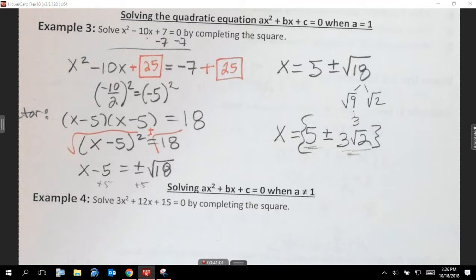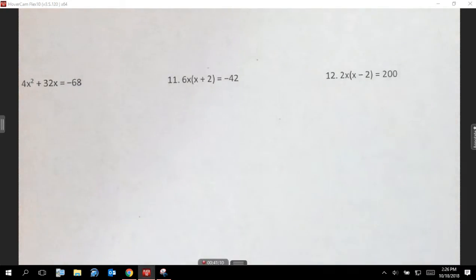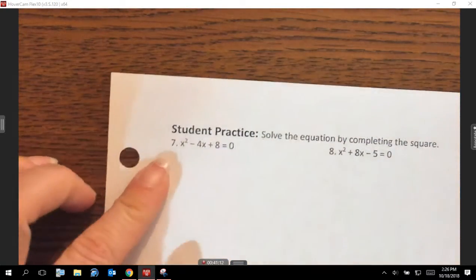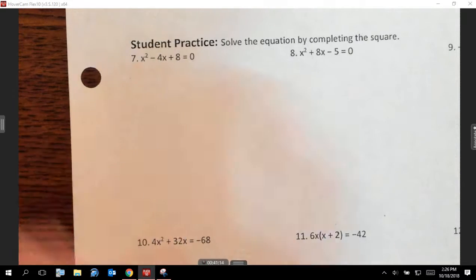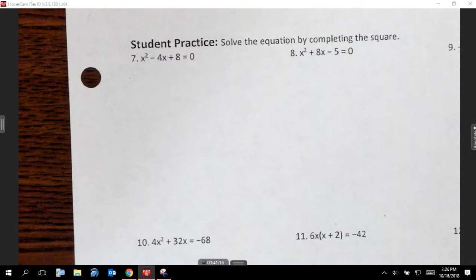So you see how we used square root, which we went over today. We used finding the c value that we went over today. We used factoring that we went over last class. We're going to do one more example, the exact same thing, number 7. And I'll stop the video.